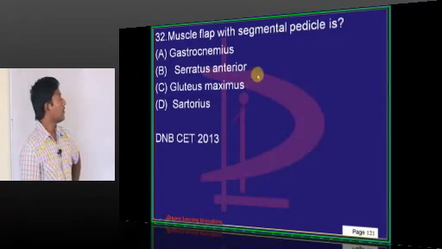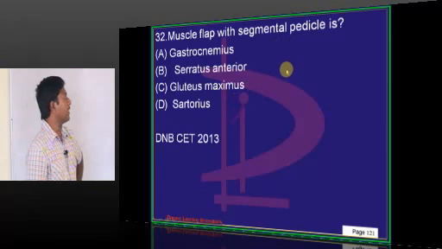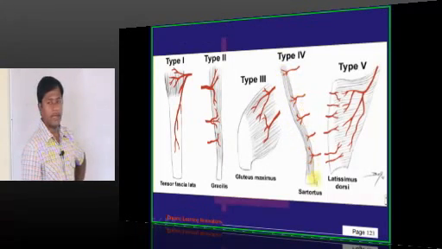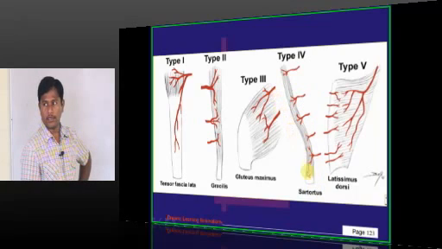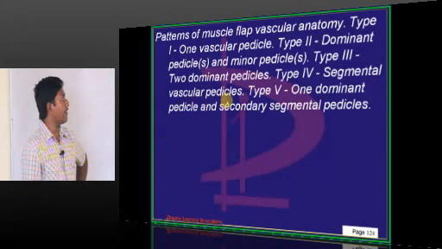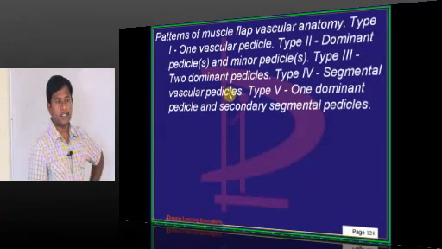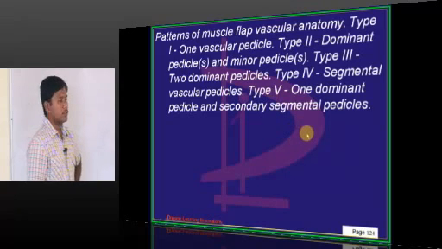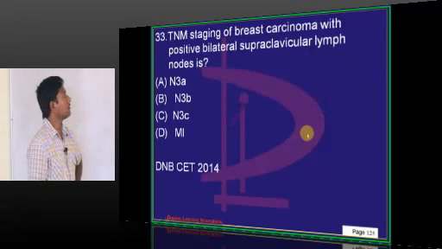Now, segmental pedicle is commonly seen with sartorius. This is segmental, right? Understood? Type 4 is segmental, segmental vascular pedicles. Of course, this is an advanced question, but still have an idea about this.